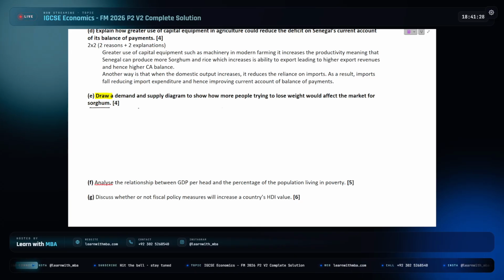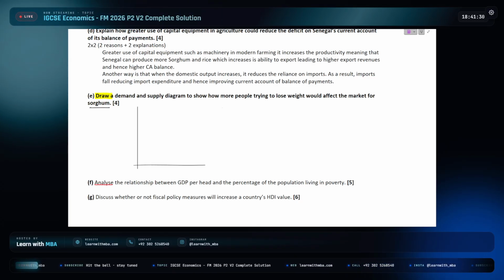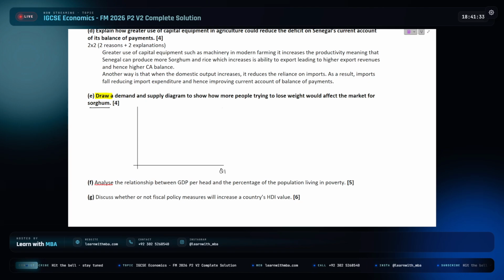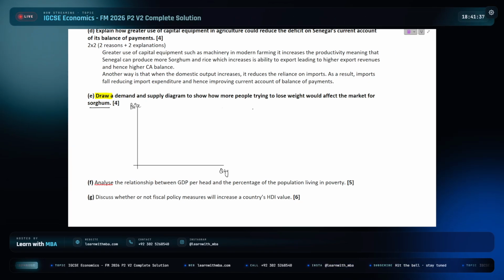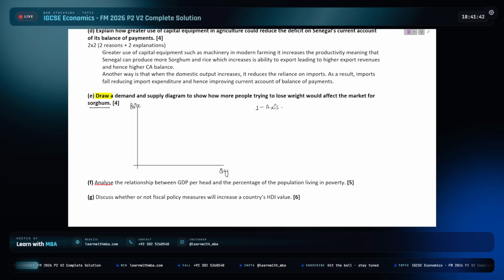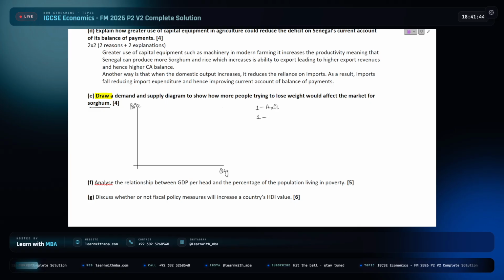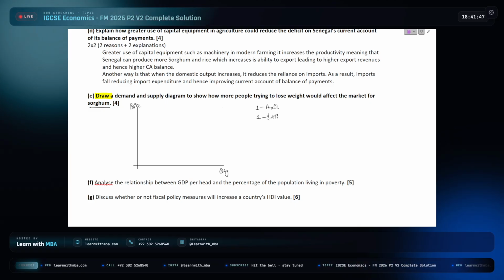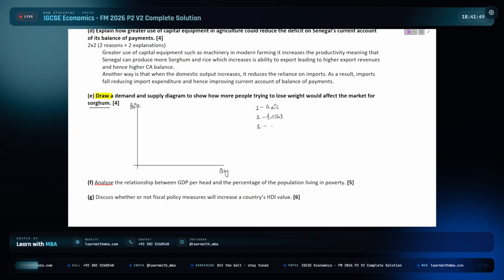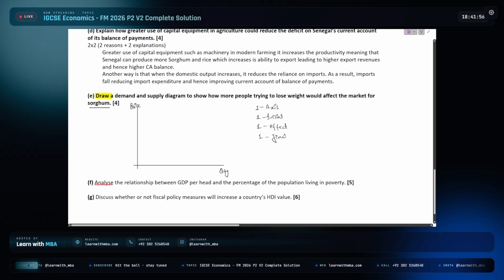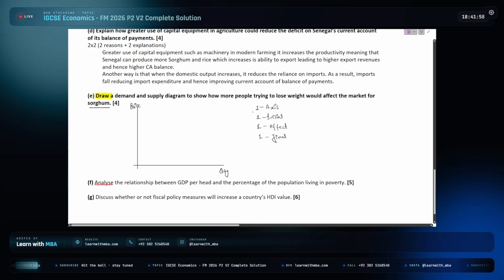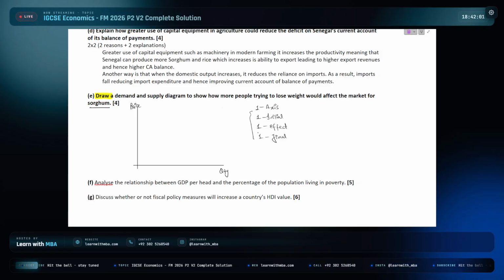So the demand would increase, right? So you just make a basic demand and supply diagram, right? So you label quantity on the x-axis, price on the y-axis. Remember, there's always going to be 1 mark for axis labeling. There's going to be 1 mark for the initial equilibrium. There's 1 mark going to be the effect showing, and there's going to be 1 mark for the final equilibrium. So you have to make sure that you show all of these things very clearly in the diagram.